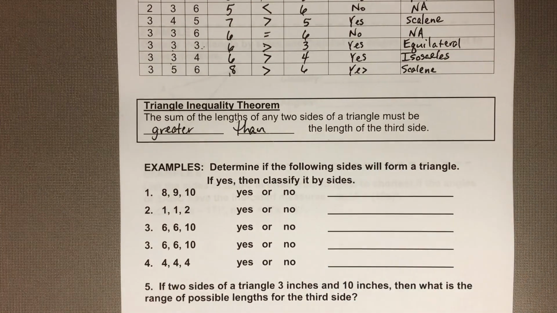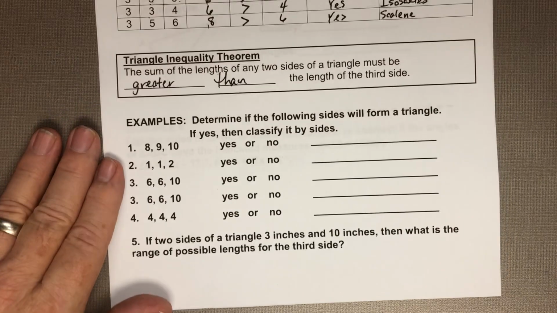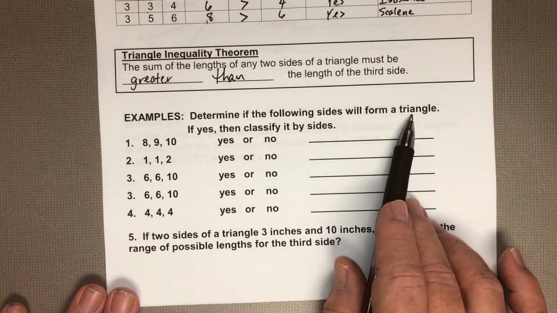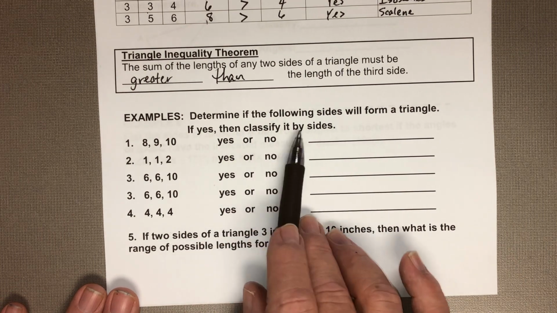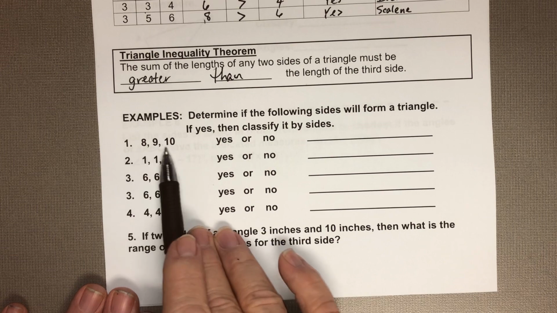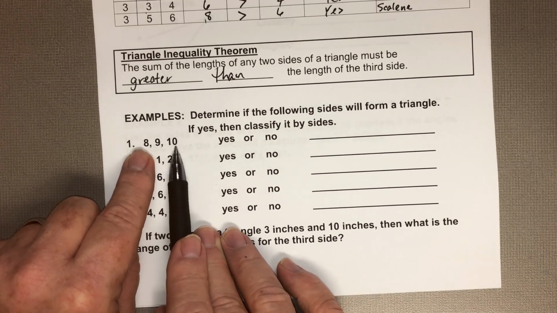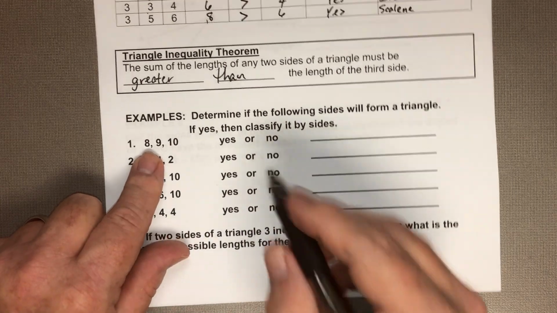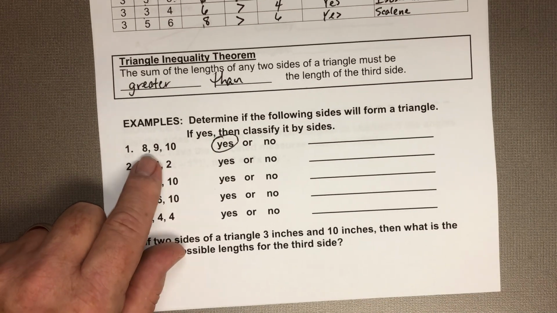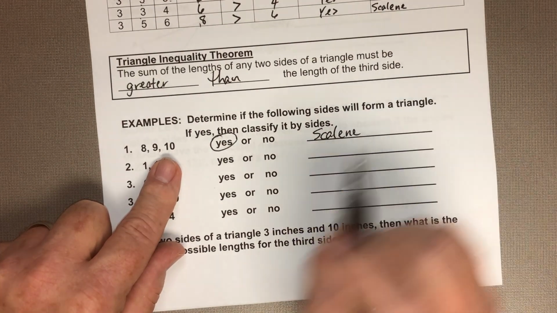All right, so let's move this down a little bit and look at the bottom part down here. Determine if the following sides will form a triangle. If yes, then classify it by sides. If we take the two shortest sides, add them, 8 plus 9 is 17. Is that greater than 10? The answer is yes. So you can form that triangle, and if you formed it, all three side lengths would be different measures, so it would be a scalene triangle.